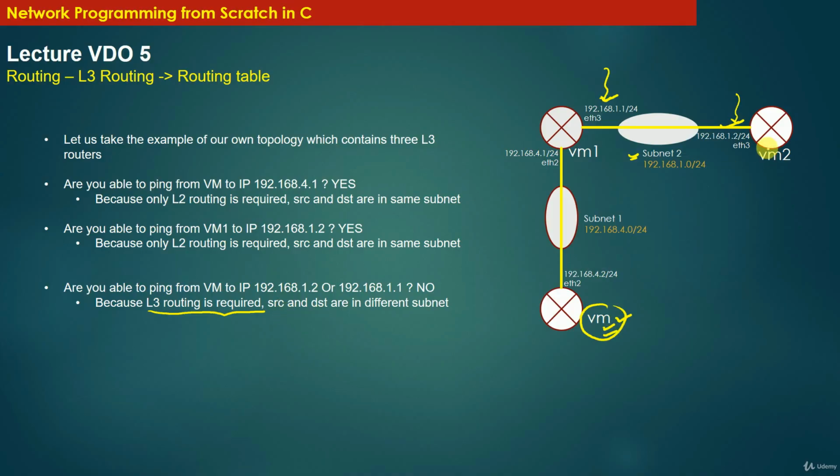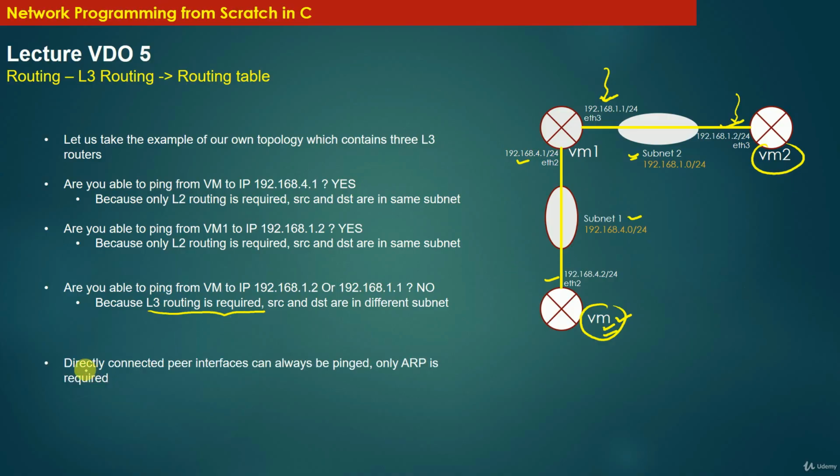Similarly, from router VM2, you cannot ping an IP address 192.168.4.1, and neither can you ping an IP address 192.168.4.2 without configuring L3 routing, right? Because both these IP addresses are members of subnet 1, and subnet 1 is a remote subnet with respect to router VM2.